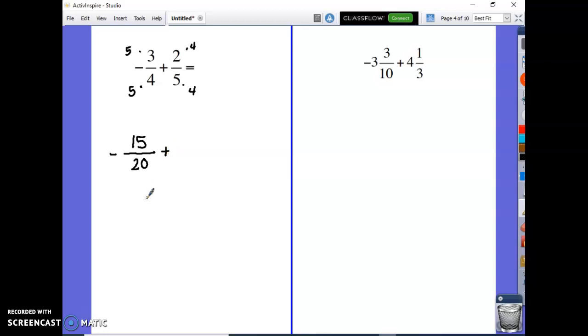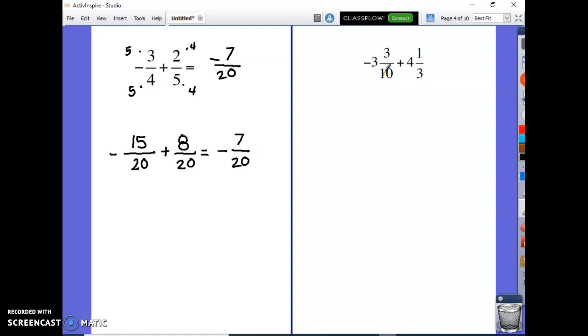Bring down the addition sign. 4 times 2 is 8. 5 times 4 is 20. If we look at the signs, they're different signs, so different signs subtract and keep the sign of the bigger number. So we know our answer is going to be negative 15 minus 8 is 7 over 20, and that is my final answer, negative 7 over 20.